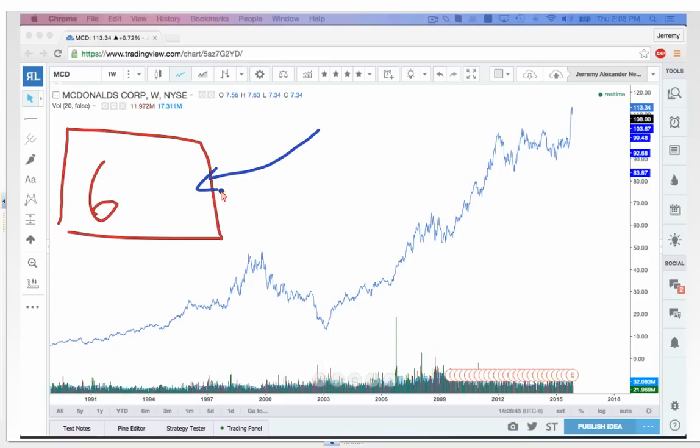Volume needs to confirm the trend. There are 3 trends to every market. You have the minor, the intermediate, and the primary. A lot of you are very familiar with that term.